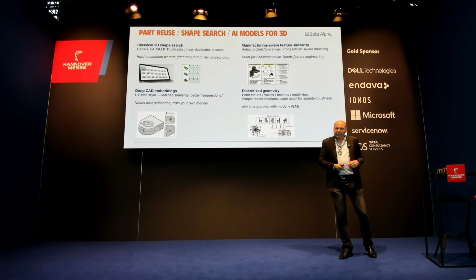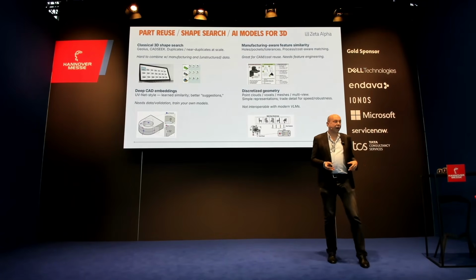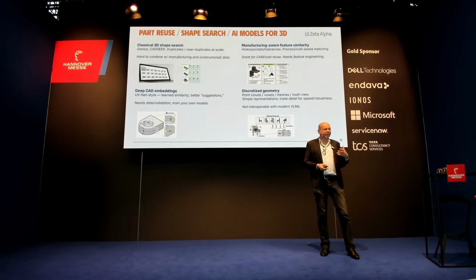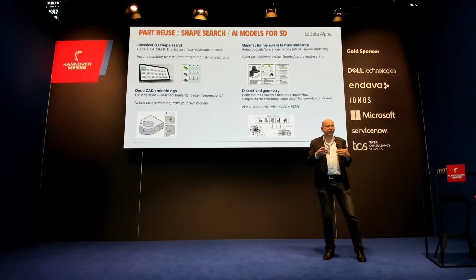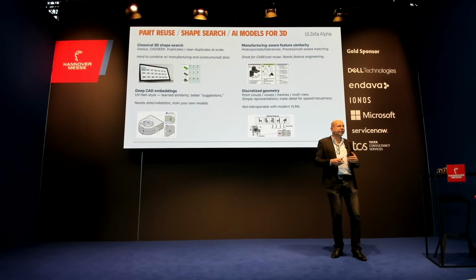So of course there has been in the past already quite a lot of work on part reuse using geometric shape-based information, right? So there are the classical workhorses like GeoLess or CAD, which work on the parameterized shapes, able to pick out near duplicates from large libraries of components. However, these have been very hard to combine with, for example, manufacturing information or other unstructured data that does not live in those CAD files.